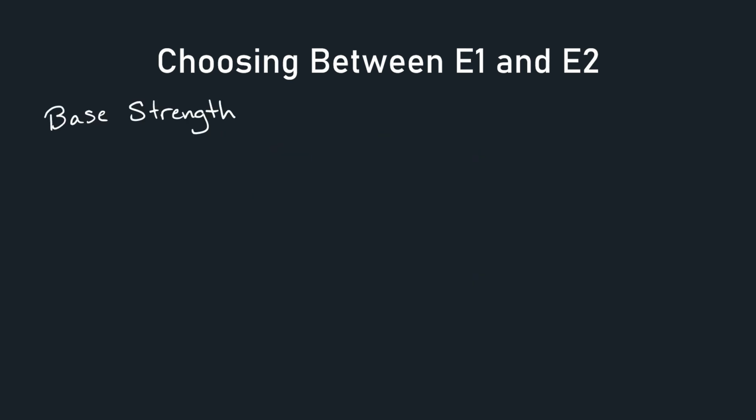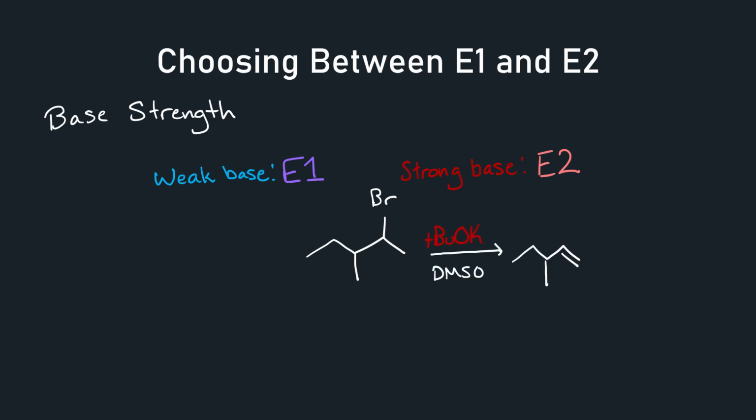So we can look at the strength of the base to determine if a secondary or tertiary carbocation will be E1 or E2 favored. So E2 reactions are favored by strong bases, and E1 reactions are favored by weak bases. So here we have a compound. We're going to apply potassium tert-butoxide in a solvent of DMSO to it, and we'll get an E2 reaction out of it. Note that we also have a polar aprotic solvent here, which tends to favor an E2 reaction.